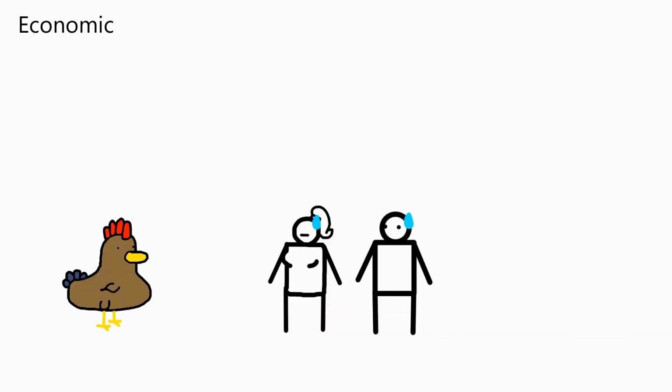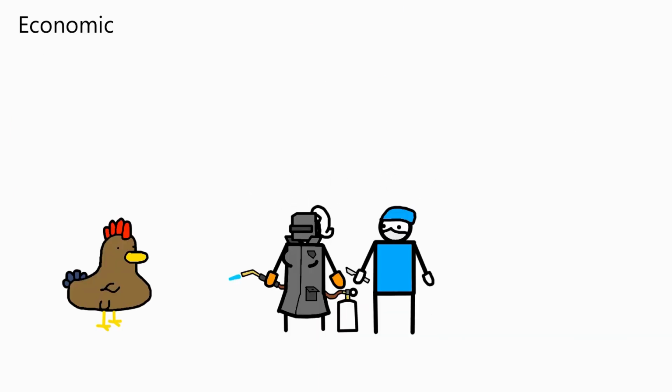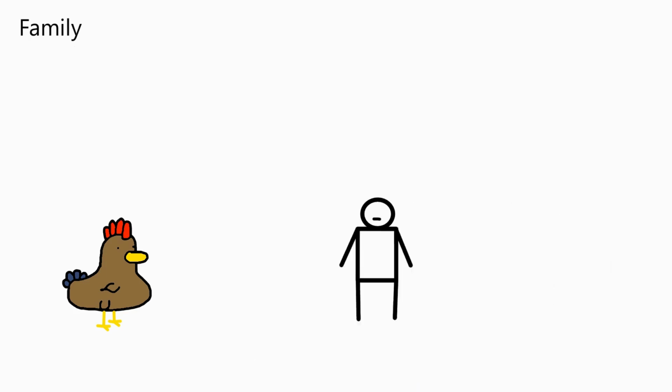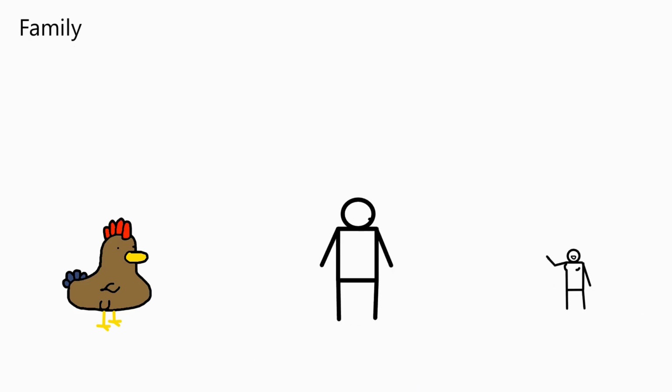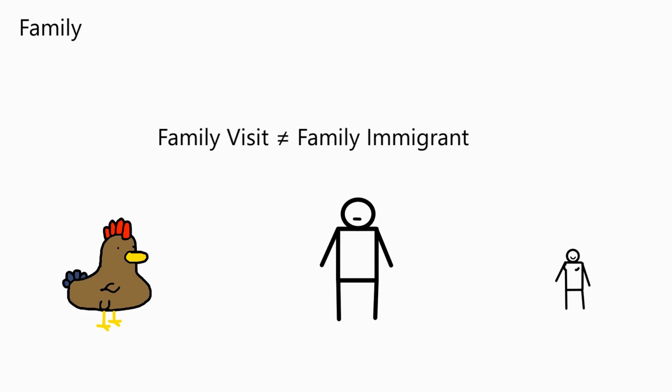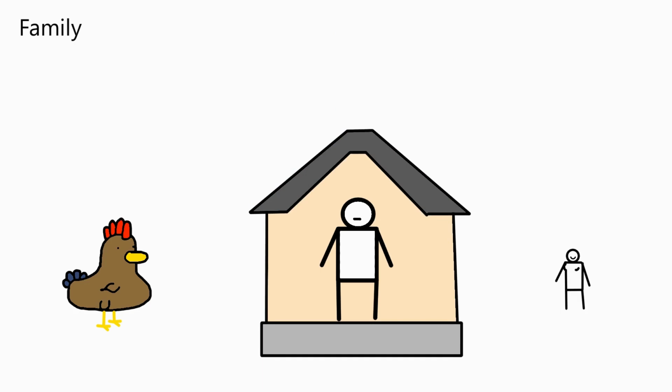Economy refers to people looking to get a job or career in Canada. Family refers to someone coming to Canada because a close family member has sponsored them to come and live here. Note, someone visiting their family does not make them an immigrant. That's the permanently stay within Canadian borders rather than having to go back to their home country.